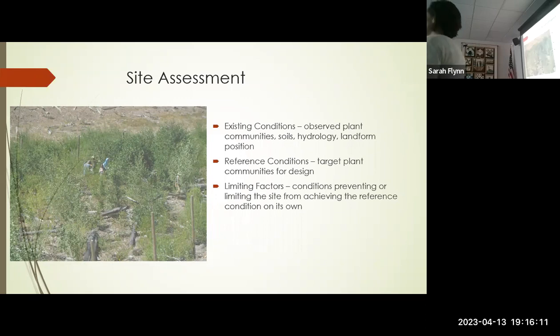Sometimes reference conditions aren't available on site. We need to look elsewhere for them or go to literature and different places where that may be described better. We also look at limiting factors, what we typically think of as conditions that may be limiting the site potential to achieve our desired vegetation community. It may be like an incised channel where we have a floodplain that's no longer connected. It may be a land use thing where there's grazing present in a riparian area, and so we don't have the desired species that we're looking for.